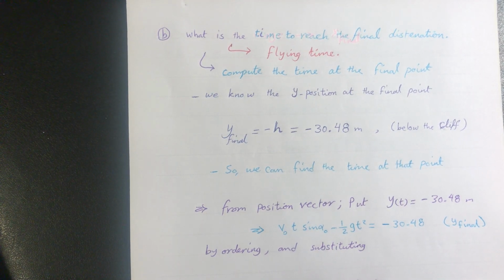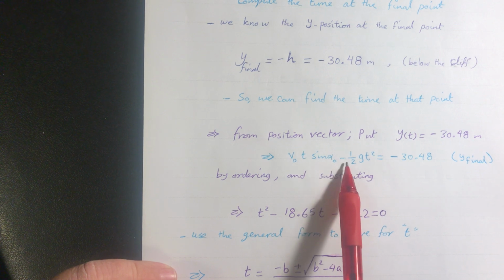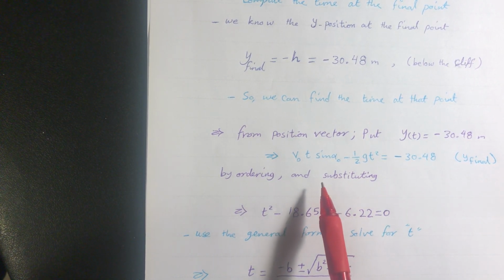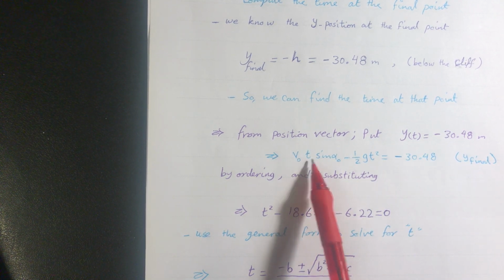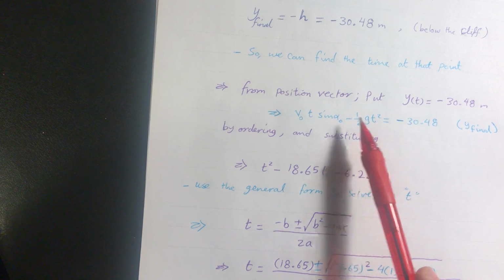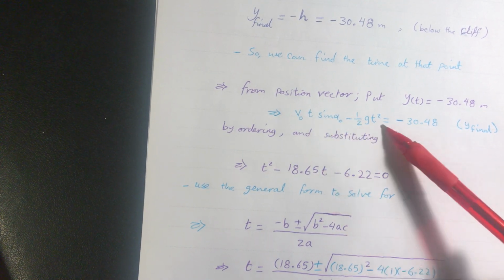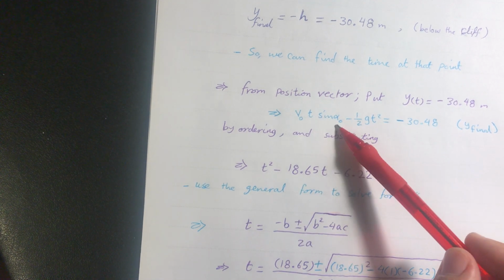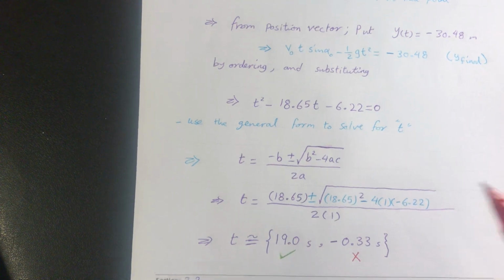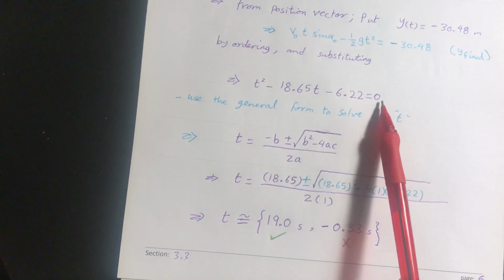So I can use the y component from the position vector, which is V naught t sine alpha naught minus half g t squared, which is equal to -h, -30.48. This will allow me to find the time. I have a second power relation in the time. I need just to reorder this relation and put theta equal 30, V naught equal to 182 and something. Then I have my final relation: t squared minus 18.65 t minus 6.22 is equal to 0.